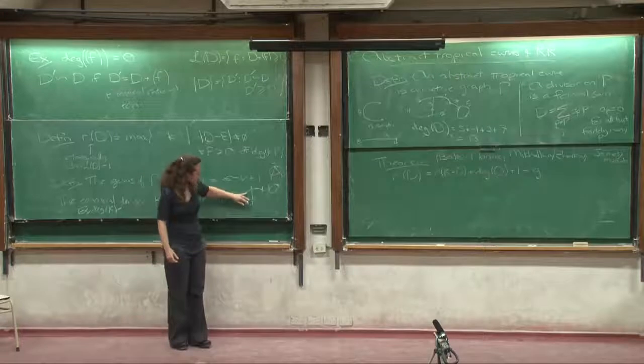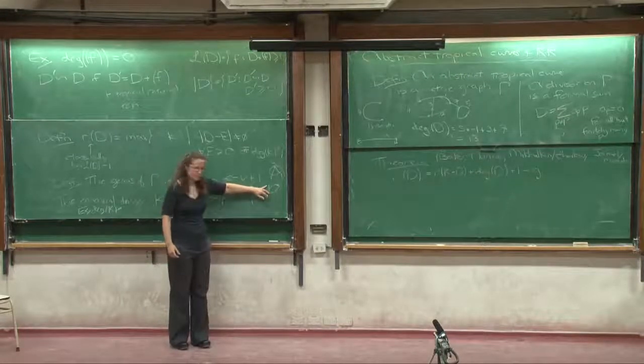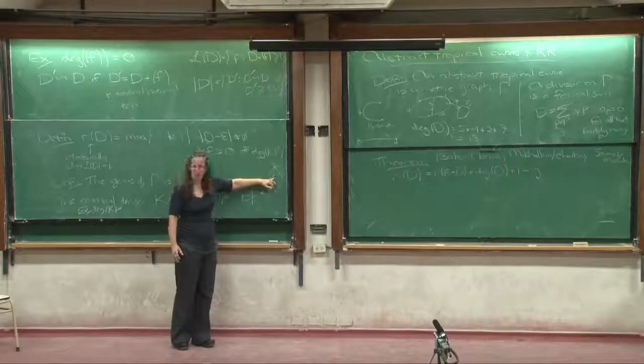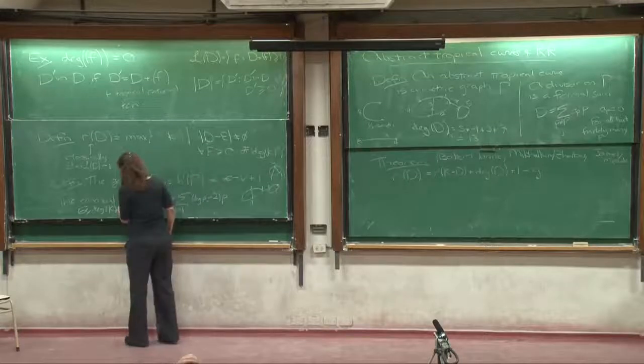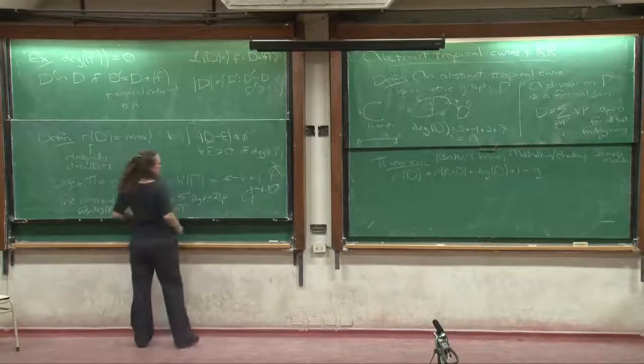So you can see here that I started with a genus 3 curve, and I had something of degree 4. And here I had, again, a genus 3 curve at degree 4. So you can see it to be what you expect. It gets me 2G.